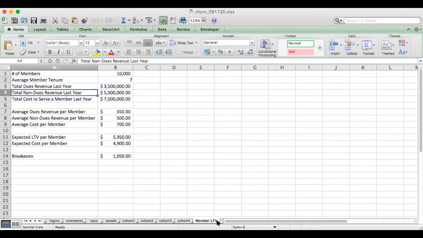Then what you want to do is take both dues and non-dues revenue. So this would be your total dues revenue over that same year, and this would be all your non-dues revenue over the same year.